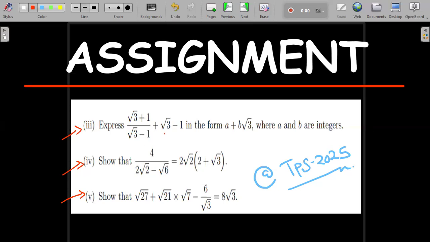All right, so any other questions, guys, about rationalizing? Any questions, guys? All right, so if there are no questions, then we end here for today.